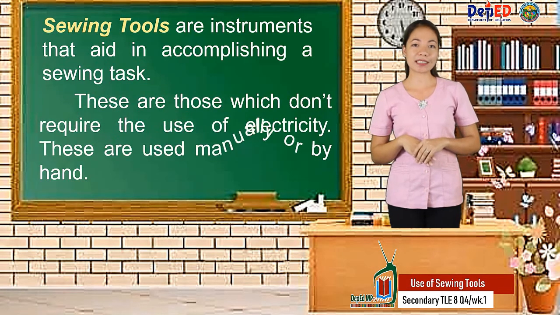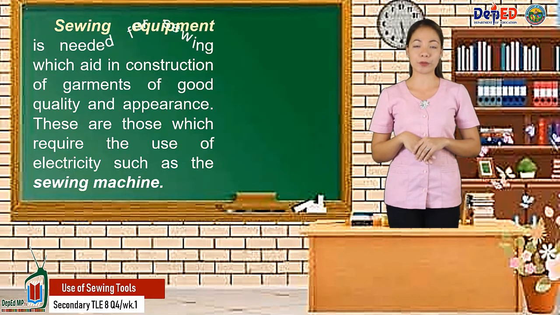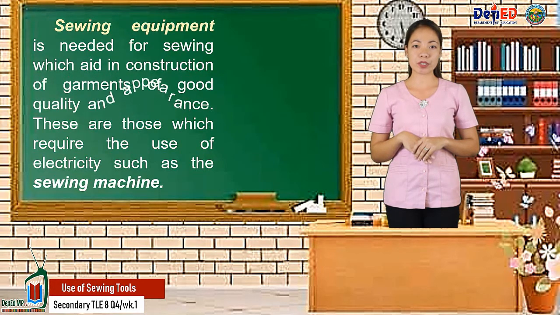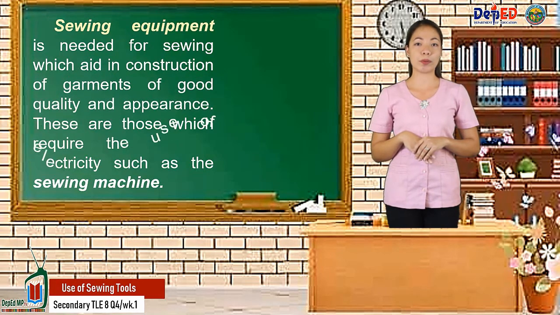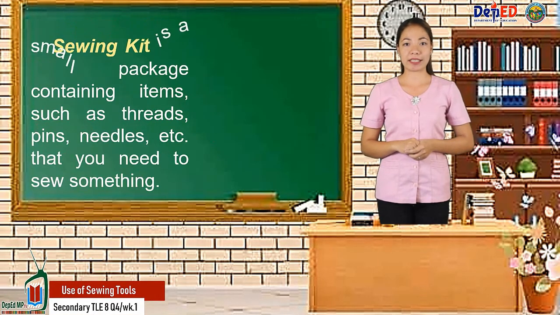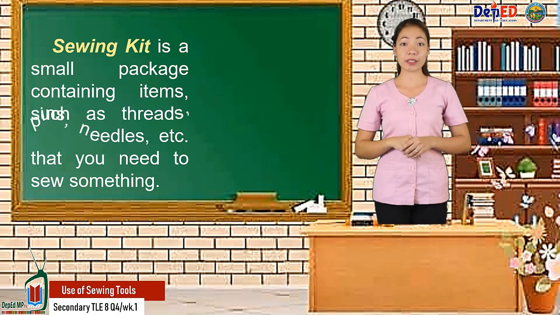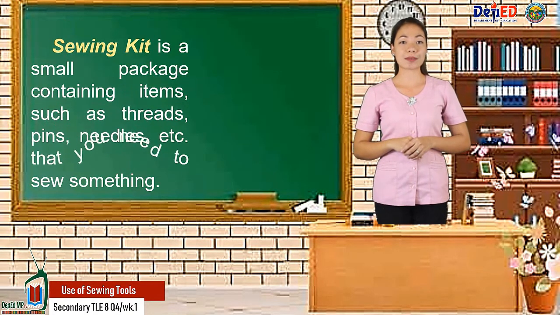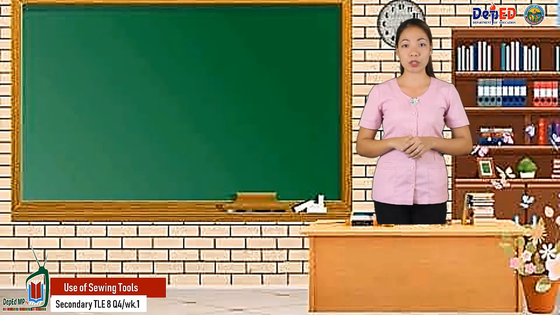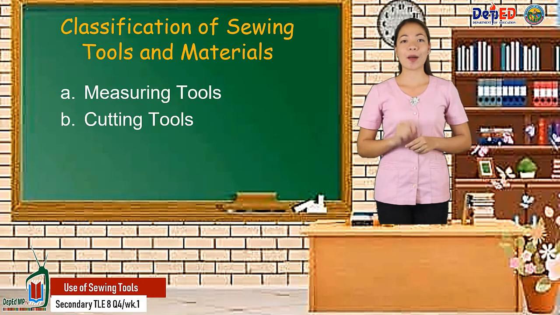While sewing equipment is needed in sewing, which aid in construction of garments of good quality and appearance. These are those which require the use of electricity, such as the sewing machine. Lastly, sewing kit. It is a small package containing items such as threads, pins, needles, and other materials that you need to sew something.